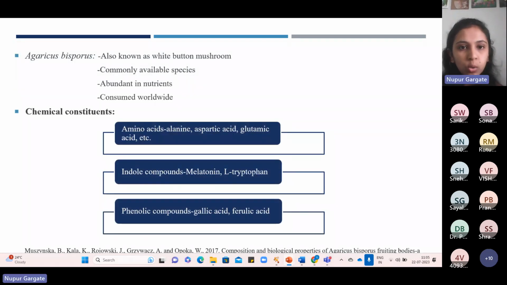Agaricus bisporus is also known as white button mushroom. It is a commonly available species abundant in nutrients, and that is why it is consumed worldwide. These are some of the chemical constituents of it. It includes amino acids like alanine, aspartic acid, indole compounds like melatonin, tryptophan, and phenolic compounds like gallic acid, ferulic acid. Apart from these, there are several other nutrients which are present in Agaricus bisporus as well.